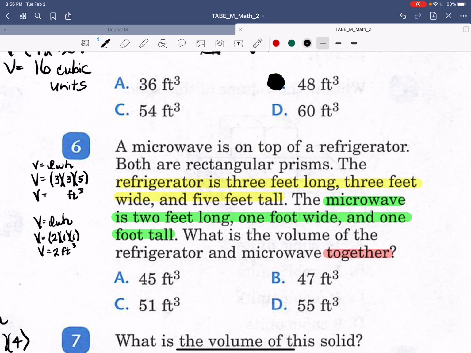3 times 3 times 5 is not 30. 3 times 3 is 9, and 9 times 5 is 45. That's what I get for doing this in my head. So 45 plus 2 is 47. Thank goodness 32 wasn't one of my choices, or I would have missed it. But for number 6, I like B, as in boy.